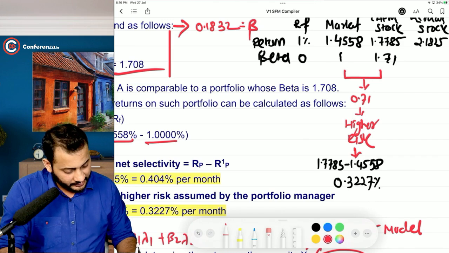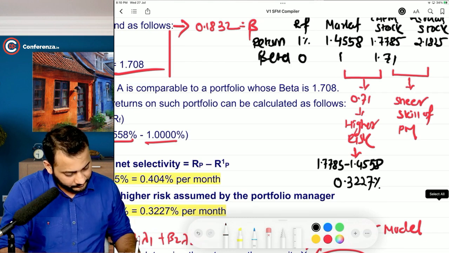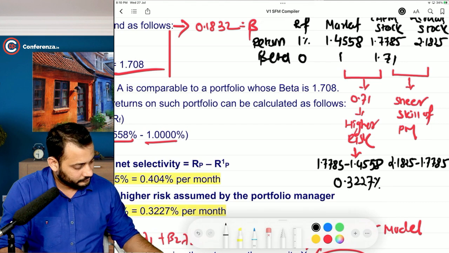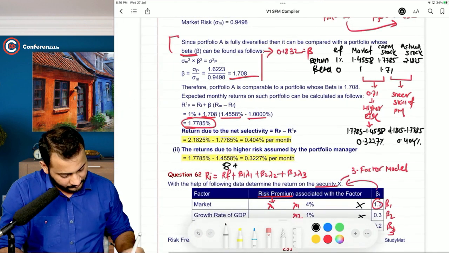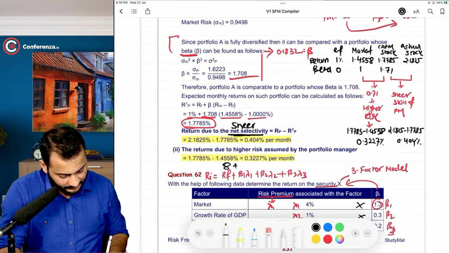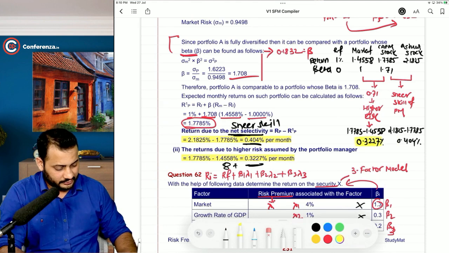And the difference between these two is sheer skill of the portfolio manager. The answer will be 2.1825 minus 1.7785. 0.404%. So sheer skill, net selectivity means sheer skill here, 0.404 and 0.3227. Getting it? These two are the final answers.